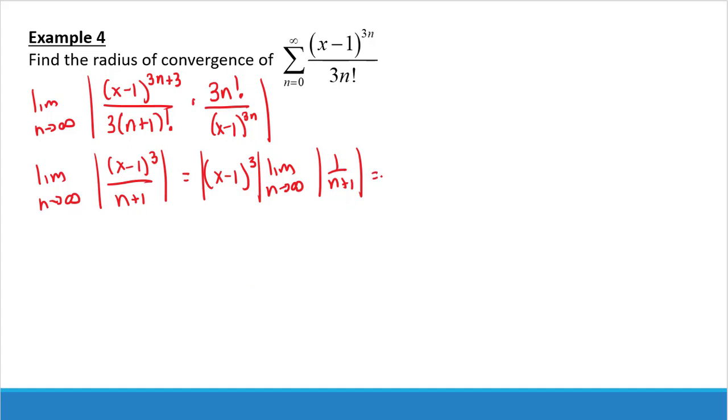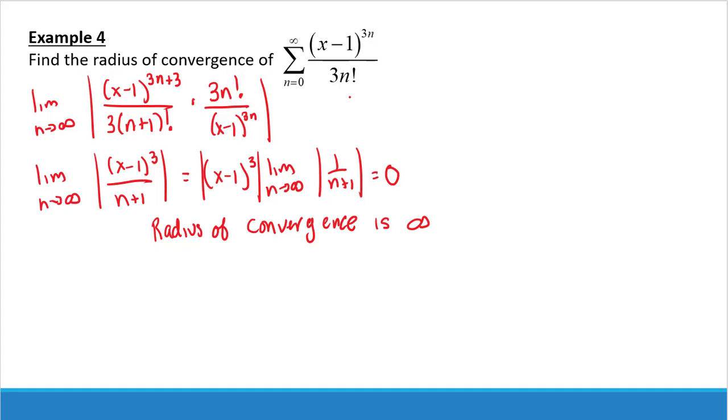Okay? Since when you get a value of 0 for your limit, that means the radius of convergence is infinity. Okay, it's convergent for all x. So no matter what x I plug in here, I'm going to be able to find the sum.